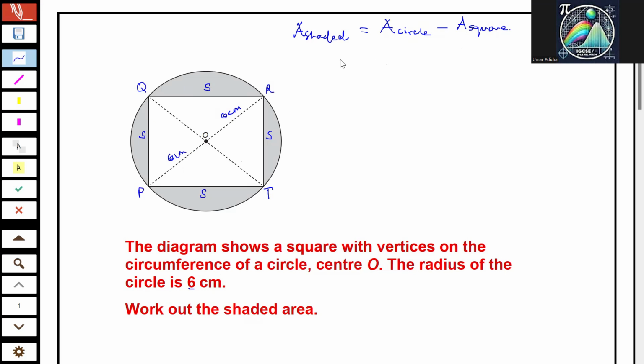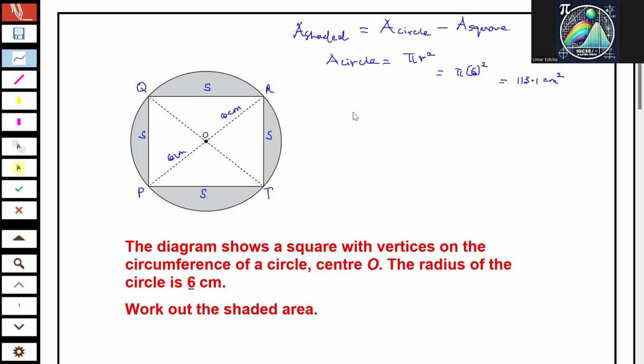Now the area of the circle is given by the formula pi r squared. So we have to substitute the value of pi and the radius given as 6 centimeters. So this becomes pi times 6 squared. And that gives us the value 113.1 centimeters squared as the area of the circle.